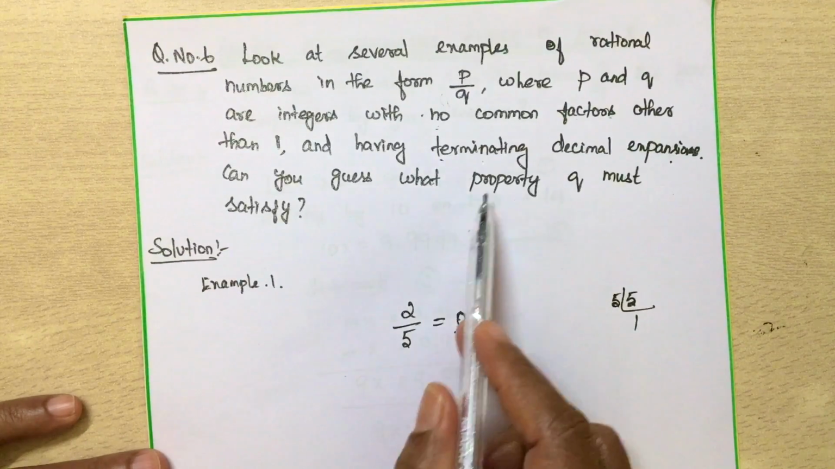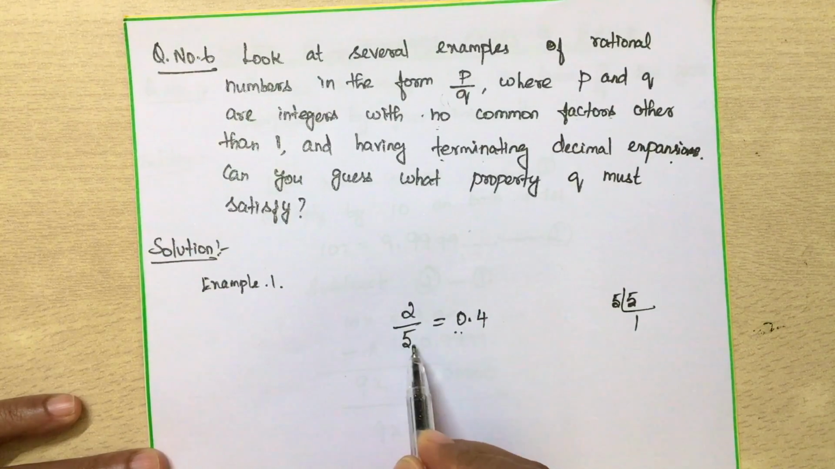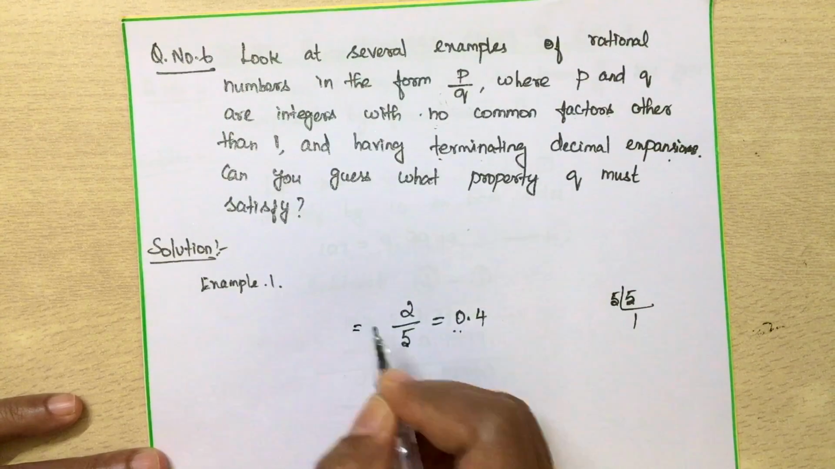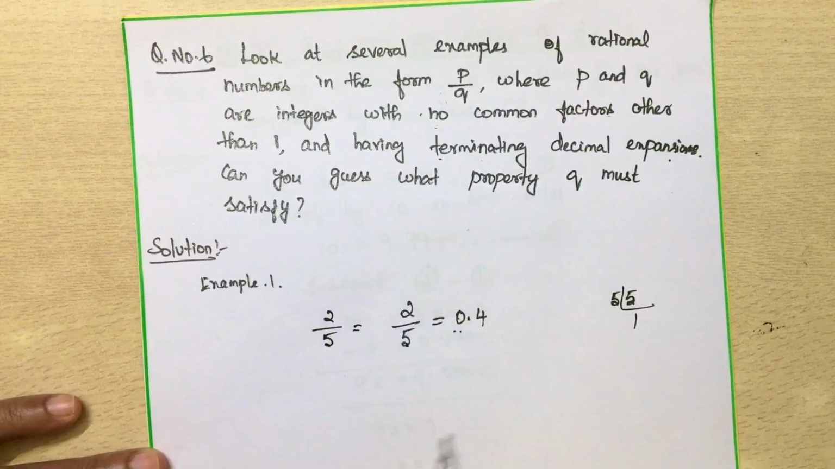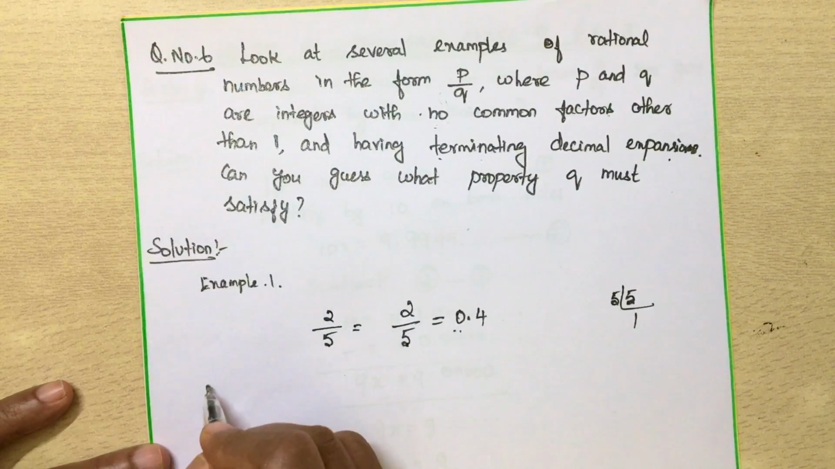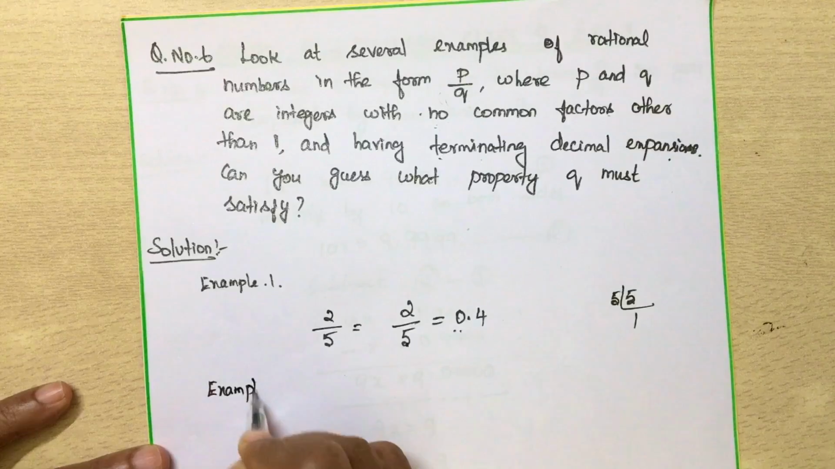Now let us study the property of Q. So what is Q? When you do the prime factorization, we have only 5. So just keep it as it is, 2 by 5. Okay. Now the second example, let us take one more example.